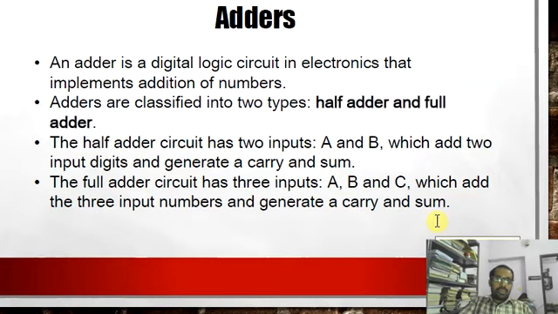The half adder circuit has two inputs, generally A and B, which add two input digits and generate a carry and sum. These two inputs will be single bit numbers and you get sum and carry. Whereas in a full adder there are three inputs, A, B and C, which add the three input numbers and generate a carry and sum. The third number is the carry generated from the lower digit, which will be added to the two numbers A and B.